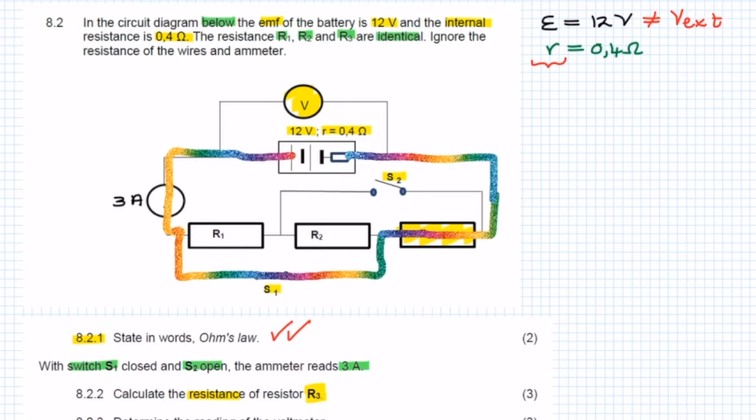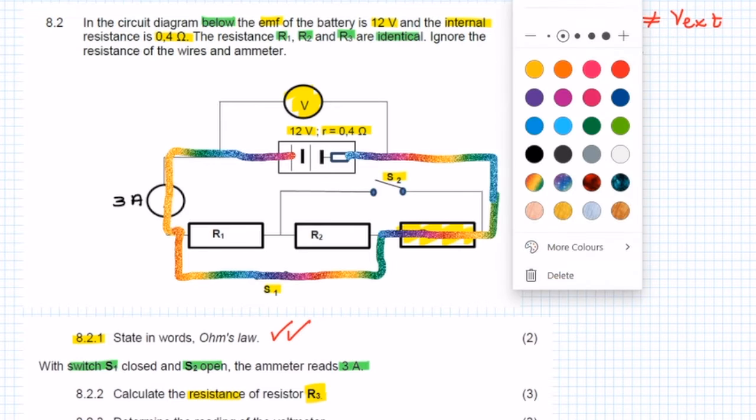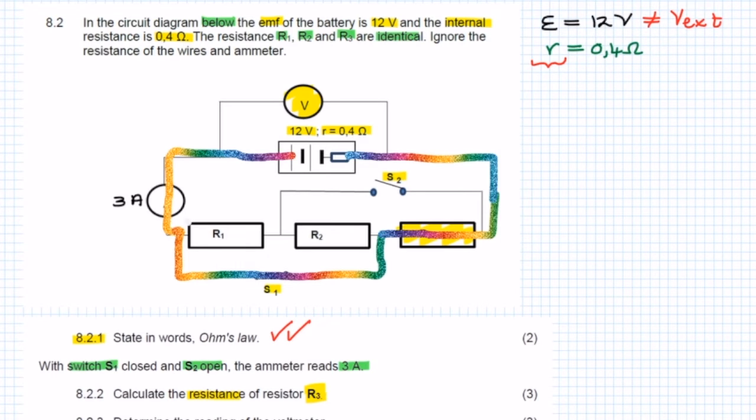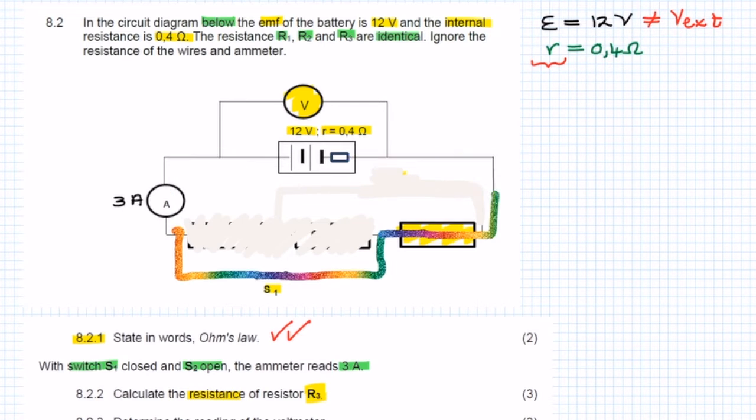So based on this, it is almost as though resistor 1 and resistor 2 have been removed from the circuit. And we can even erase this part as well, right? Because this is not doing anything for the circuit. And therefore, this is the circuit diagram that we're dealing with. We notice that in this diagram, there's only one resistor, the resistor 3.